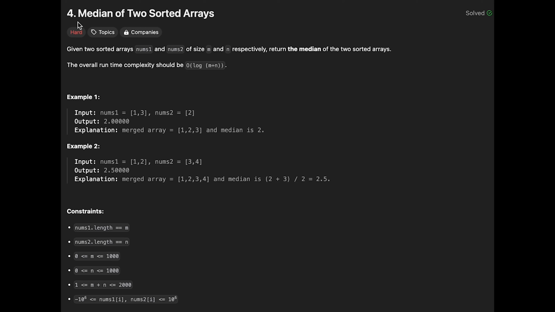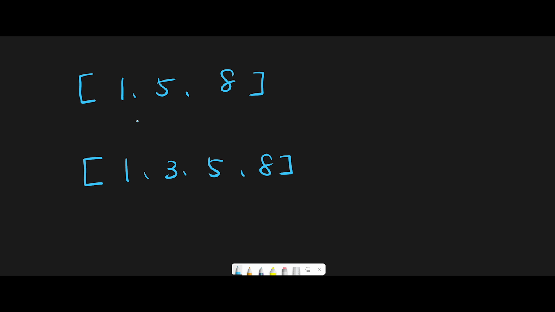Hey everyone, today we are going to solve the LeetCode question Median of Two Sorted Arrays. Okay, first of all, let's talk about the definition of the median.